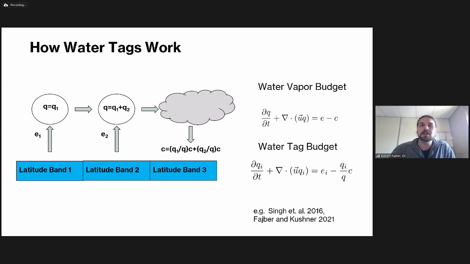Just to briefly explain how these water tags work, basically the idea is that we'll take our surface and divide it up into a whole bunch of different latitude bands.